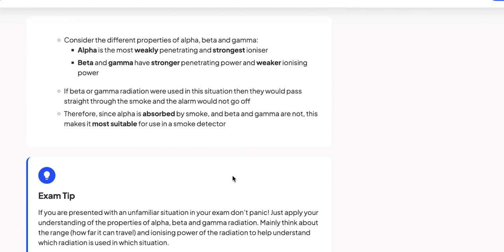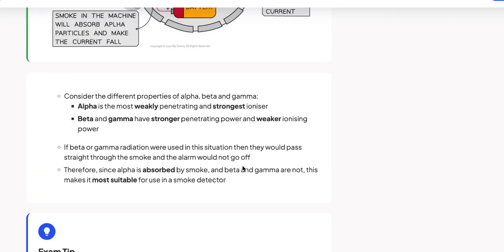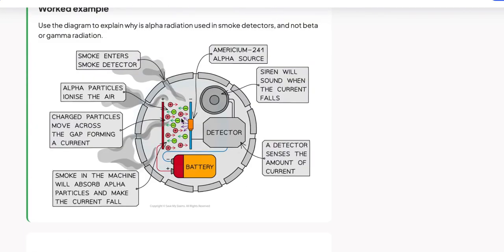If beta or gamma radiations were used in this situation, then they would pass straight through the smoke detector and no alarm would sound, because they will not be able to ionize a lot of positive and negative charges to cause current to flow.